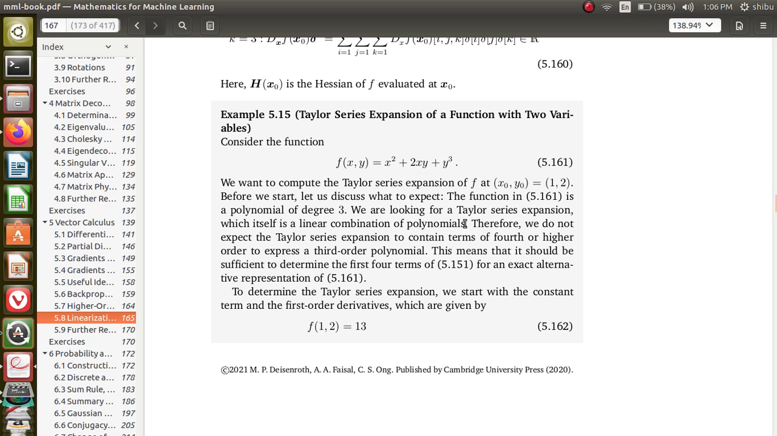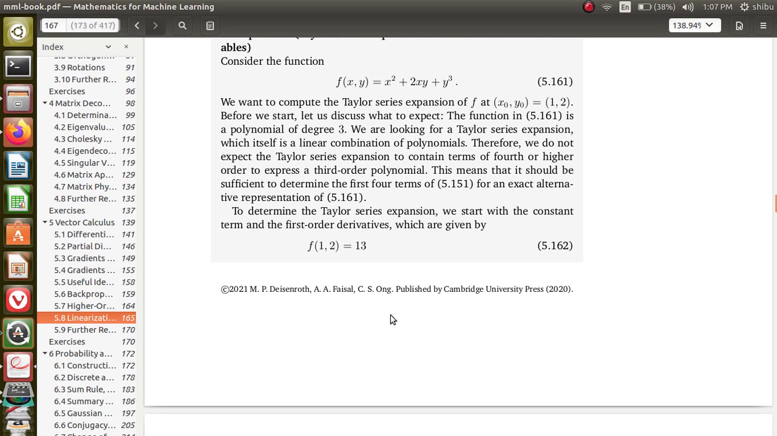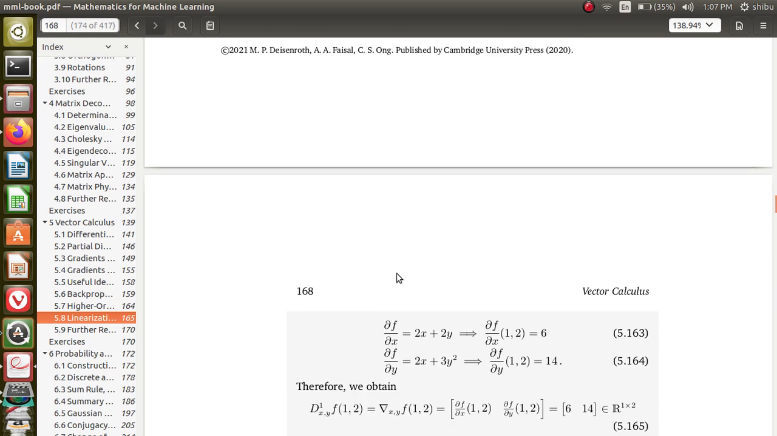We are looking for a Taylor series expansion which itself is a linear combination of polynomials. Therefore, we do not expect the Taylor series expansion to contain terms of fourth or higher order to express a third order polynomial. This means that it should be sufficient to determine the first four terms for an exact representation. To determine the Taylor series expansion, we are going to find f of 1, 2. That means we are putting x equal to 1 and y equal to 2. We get f of 1, 2 is equal to 13.